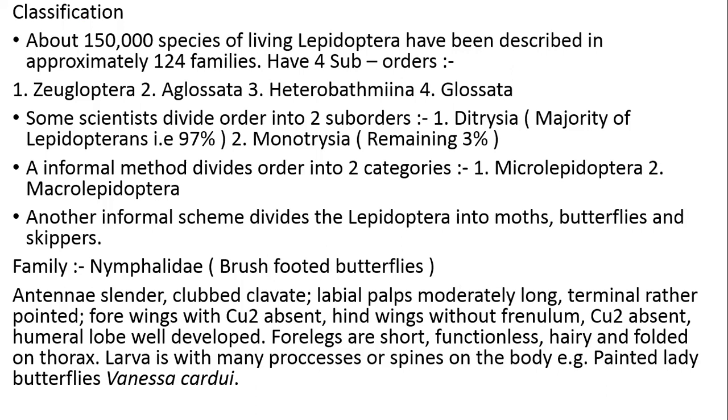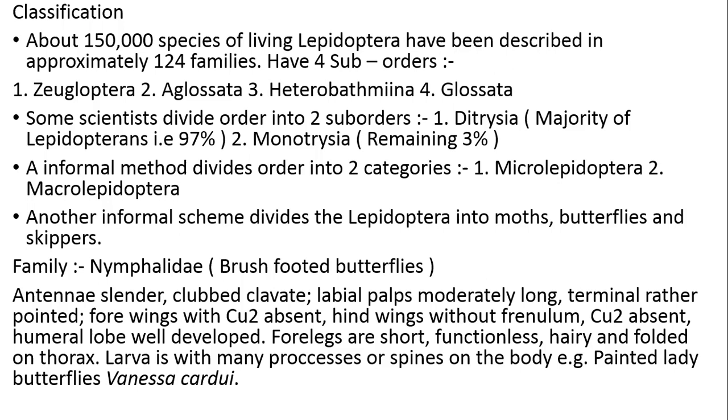Antennae of these butterflies are slender, clubbed or clavate. Labial palps are moderately long, terminal rather pointed, forewings with cubital second absent, hindwings without frenulum, CU2, cubital second absent, humeral lobes well developed, forelegs are short, functionless, hairy, and folded on thorax.